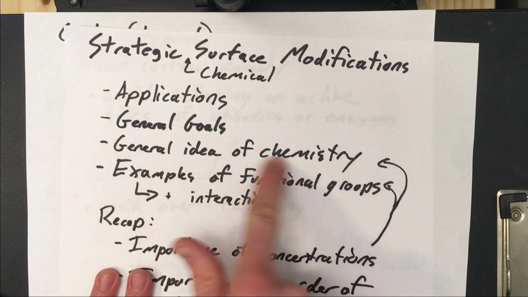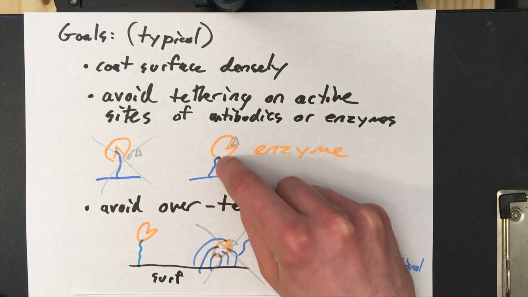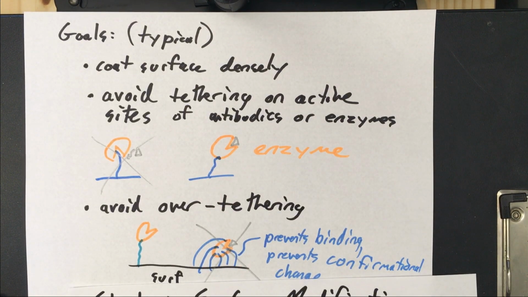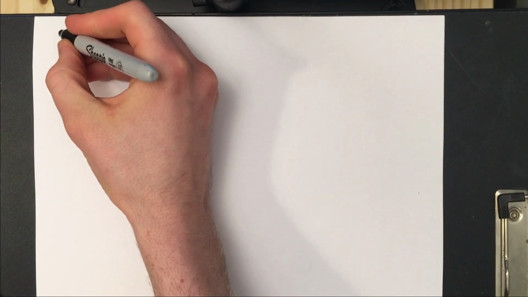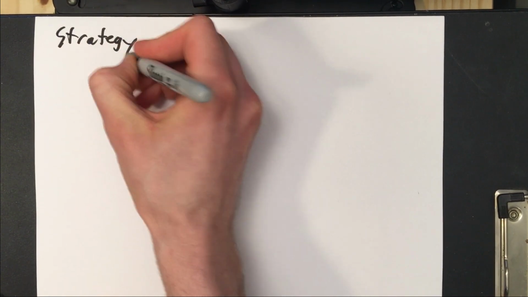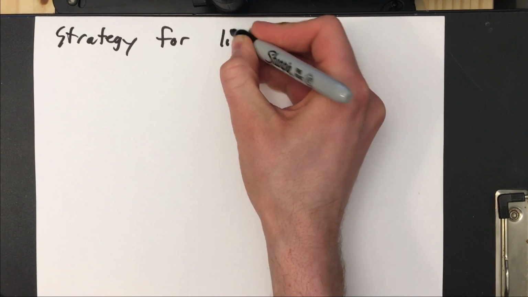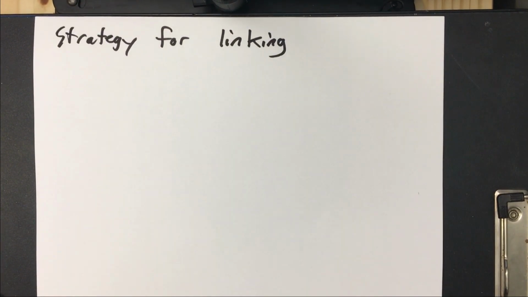Now let's talk about the general idea of the chemistry, right? How do we go about forming such a tether between a surface and an enzyme? Let's talk about the general strategy for linking. And we'll talk about this as a series of steps or a series of things you need to understand.